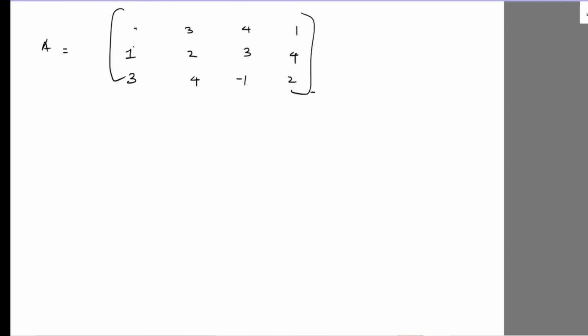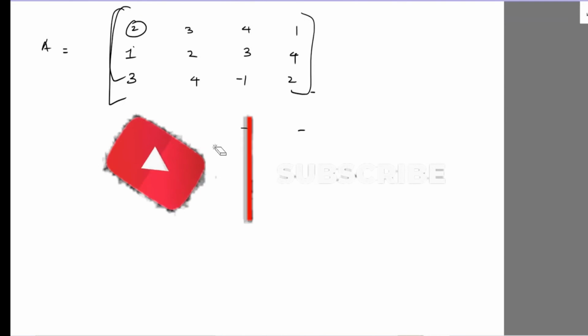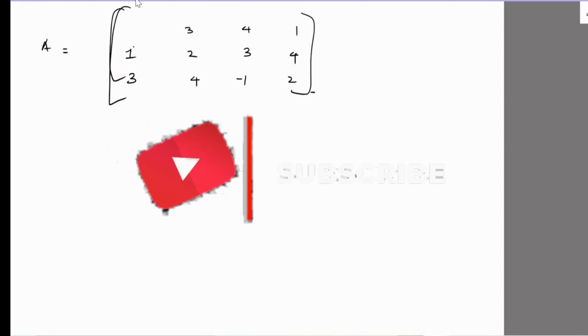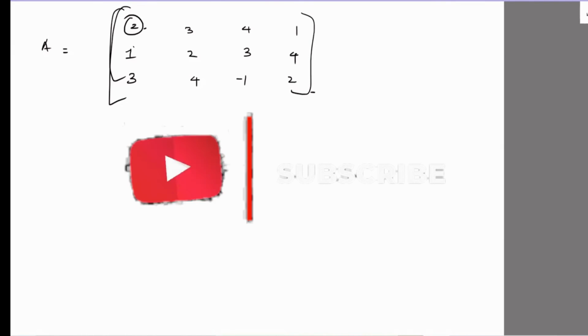We will mark the first leading coefficient, right? First leading coefficient is 2, and we have to make all the entries vertically down as 0 using the first row. The operations will be R2 changes to 2 R2 minus R1, and R3 changes to 2 R3 minus 3 R2, right? Then only it will become 0. But I'm not going to use that. We can do it in a different way. Actually the leading coefficient is 2 here.